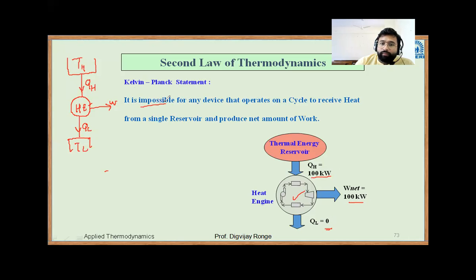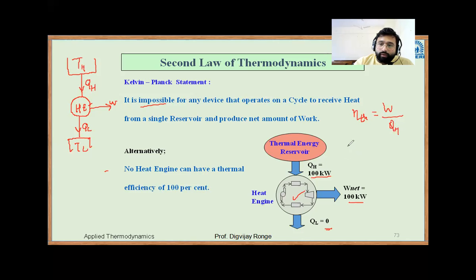It is as simple as that. It is impossible for any device that operates on a cycle to receive heat from a single reservoir and produce a net amount of work. You cannot convert all the heat into all the work. Alternatively, no heat engine can have a thermal efficiency of 100%. How? The formula for thermal efficiency we have seen is W divided by QH. Now in this case, QH is equal to W. So the efficiency will be W upon W, equal to 1, or we can say it is 100% efficient. The Kelvin-Planck statement says that this is not possible.